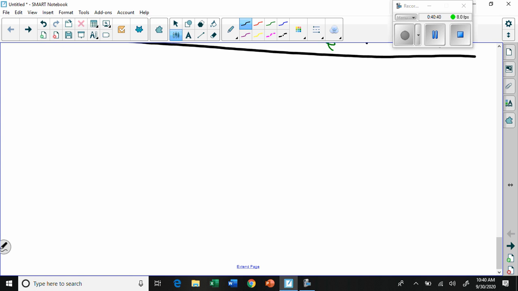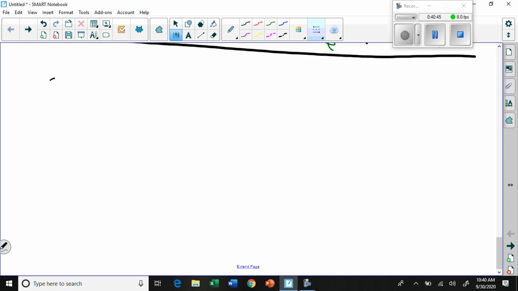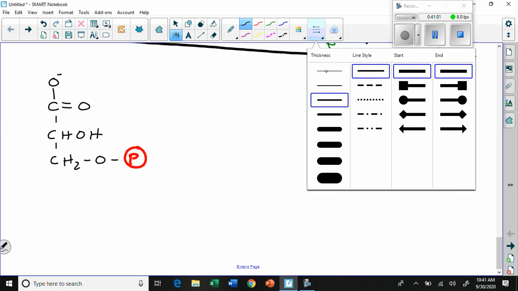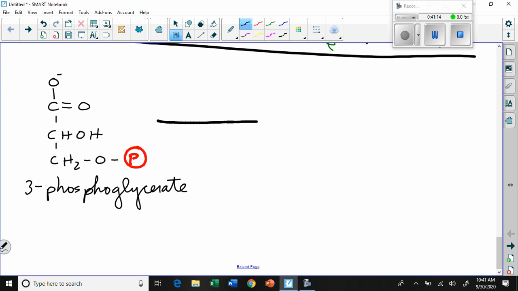The 3-phosphoglycerate, we'll redraw that one, and we will use it to move on to the next step. So we have the O with the little minus on it. We have the C double bond O, we have the CHOH, and then the CH2, and the O, and the little phosphate attached. And we called this guy 3-phosphoglycerate. And of course, there will be a reaction that turns this into something else.